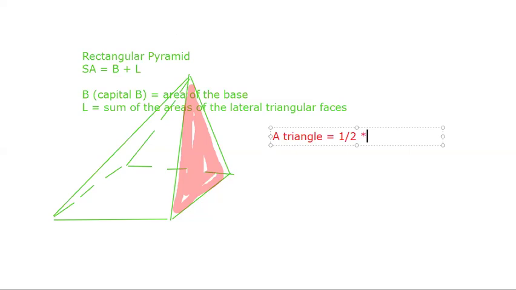One half the base times the height. Well, the height of that triangle, is it not this line right here, which is also this line right here, or this line right here? Those are all slant height. The height of that triangle looks like that right there. And then the area of the base is just base times height.